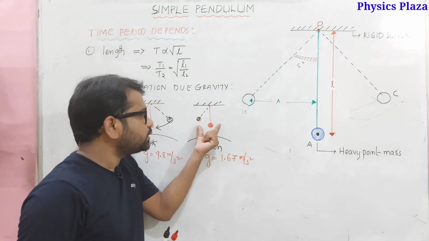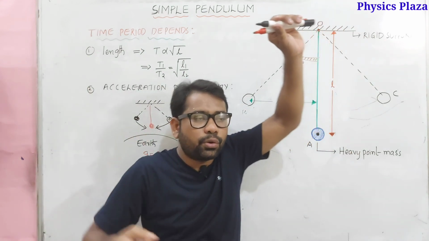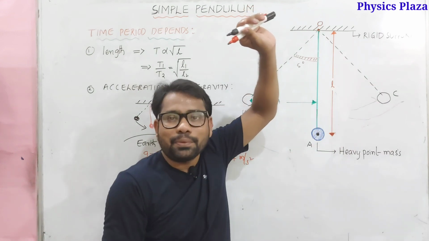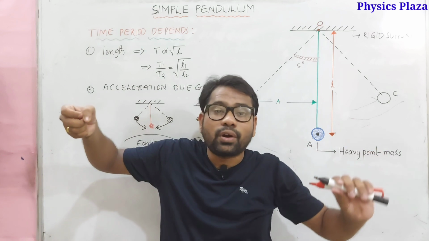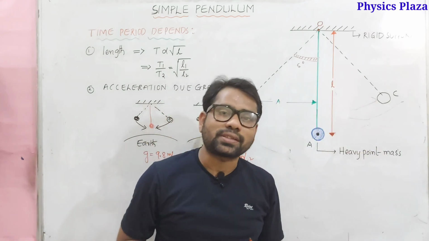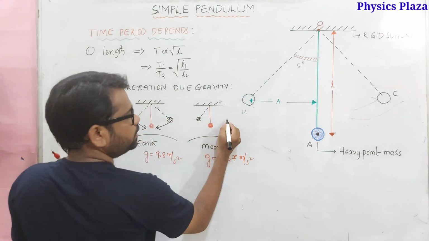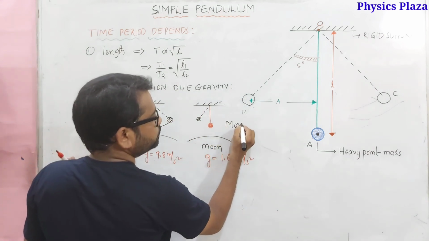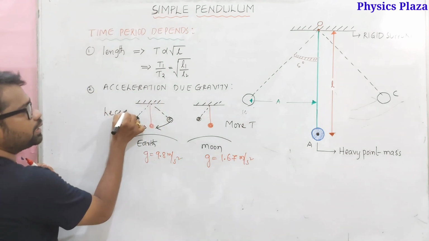Whereas this simple pendulum, dear children, is making oscillation very slowly, because when you go to extreme ends, it is not pulled that much. So again slowly it will come. Means it takes more time to complete an oscillation on the moon surface. So here the time period is more, and here is less time period.